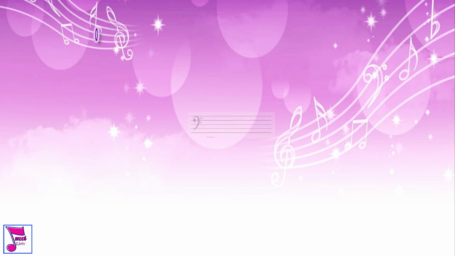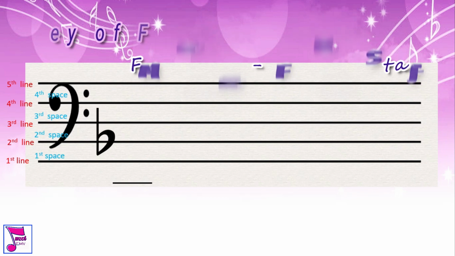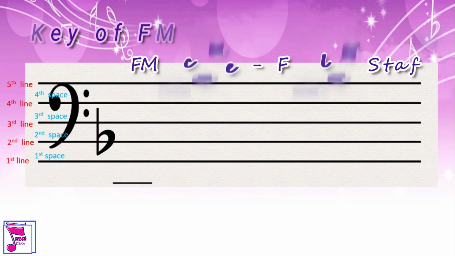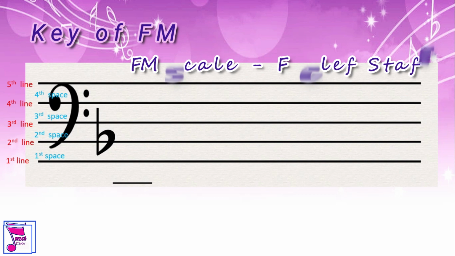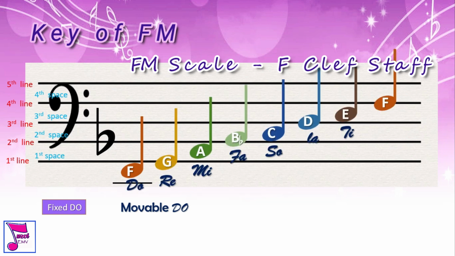This is the scale of F major in F clef staff. The flat symbol is placed on the 2nd line of the staff. Remember the scale in C major: the 4th line is the place of F pitch. In this key signature, the F Do starts on the 1st space below the staff, and the higher F Do is on the 4th line.